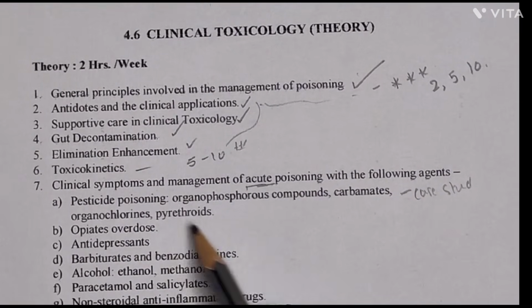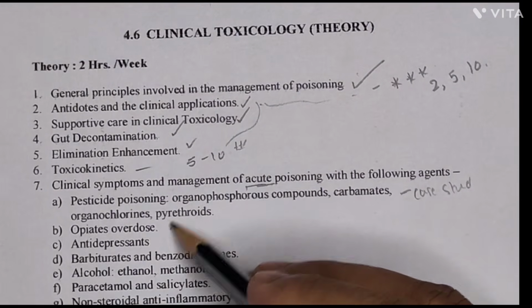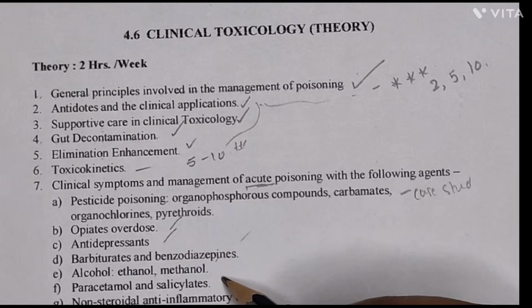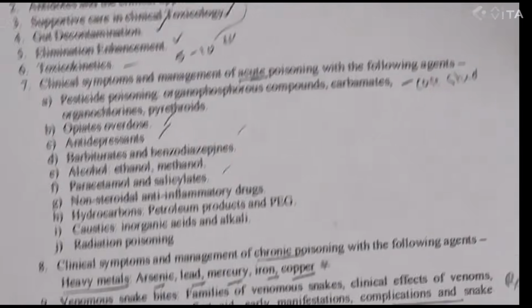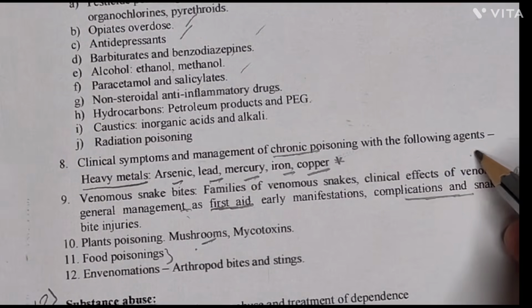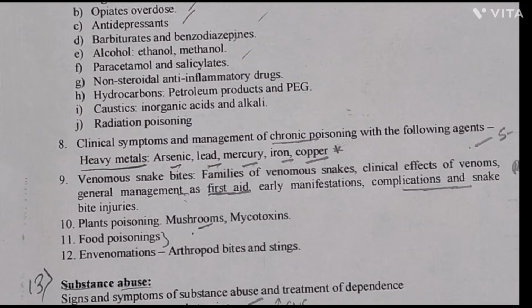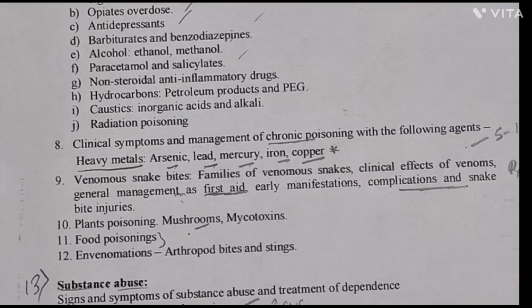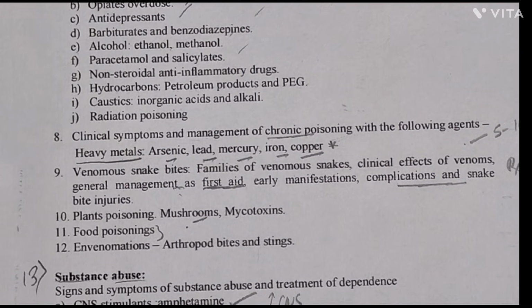section A, that is the pesticide poisoning. Similarly, all these poisonings are also important, like opiate overdose, antidepressants, barbiturates, alcohol, paracetamol and NSAIDs, and all these things we are going to discuss one by one. Similarly, heavy metals are also very important for 5 and 10 marks from the exam point of view. If possible, I will try to share some question banks from different universities with you, and we can take some sample questions, and we will see how to attempt them, and how to deal with the clinical cases and all those things we are going to discuss here.